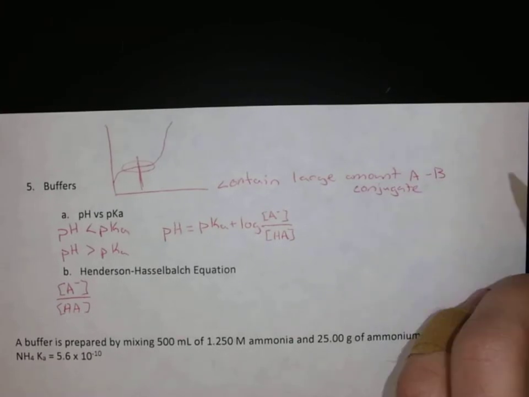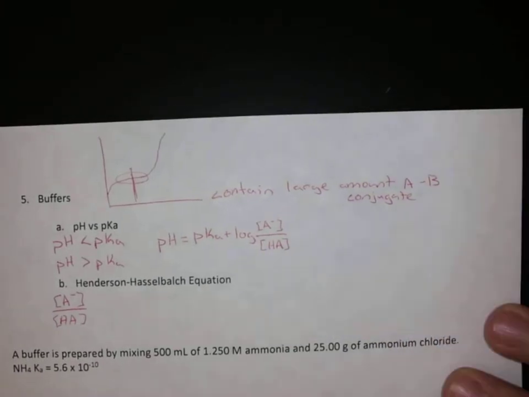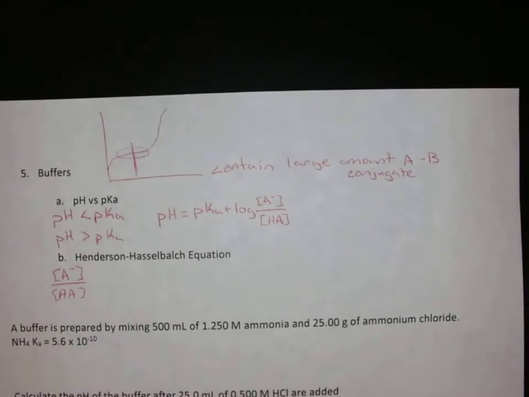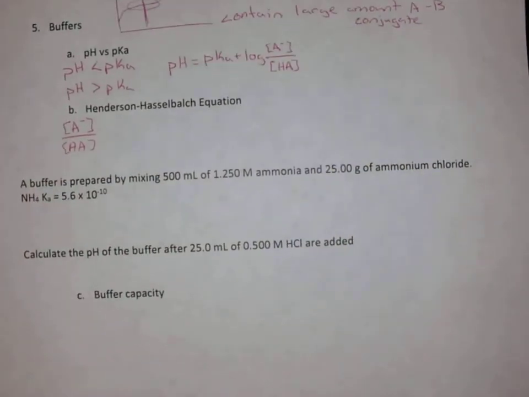We oftentimes in the lab use indicators to help us with these titrations. Okay, so let's do some practice. A buffer is prepared by mixing 500 milliliters of 1.250 molar ammonia and 25 grams of ammonium chloride. For NH4+, the Ka is 5.6 times 10 to the minus 10th.